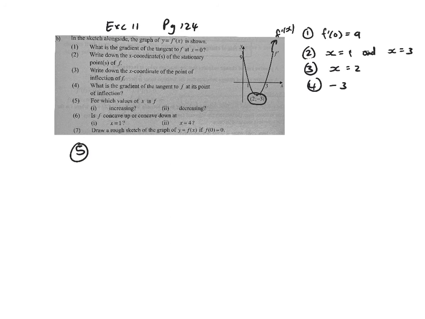So for which values of x is f, the original function, increasing? Remember, increasing means where the slope is positive, and for a function to decrease, the slope must be negative. So where is the derivative, f prime x, greater than 0? Remember, this is f prime x, and where is it greater than 0? It's greater than 0 there, and it's greater than 0 there, alright?